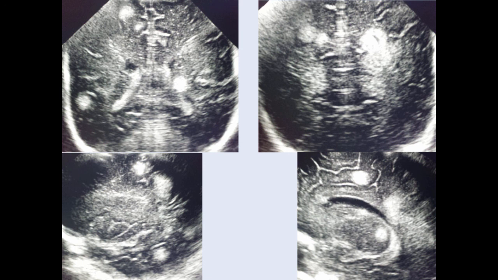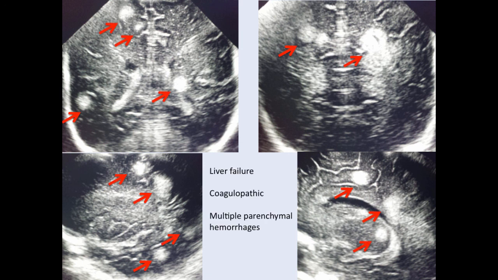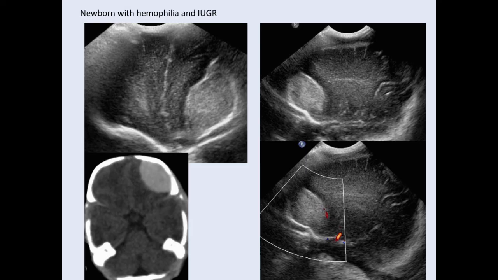This was a different patient in the PICU that had liver failure, and because of the liver failure, they had basically anticoagulation as well. And this patient had just dozens of hemorrhages scattered all throughout their brain. Again, not in your typical locations for germinal matrix hemorrhages. These were all over the brain in various locations.